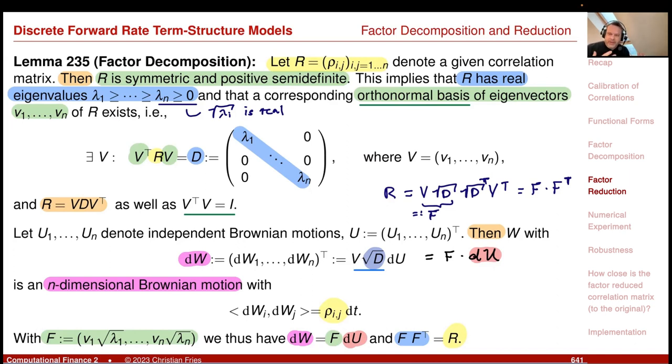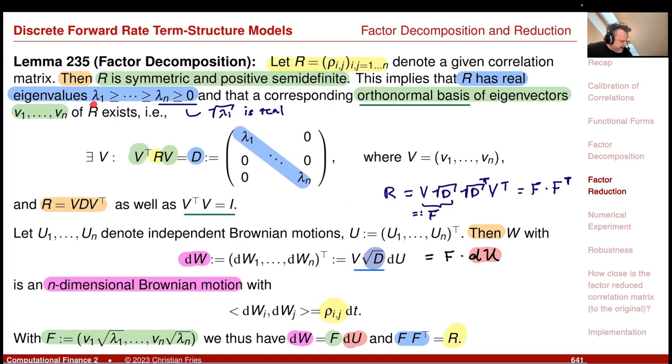But that's just for every such column, the same amplitude of the random movement that is then multiplied with this column. So maybe we have a good understanding, and we will understand this better when we look at numerical experiments. But maybe we already have a good understanding of the matrix F. This is the shape, and this is the amplitude of the movement in our interest rate curve.